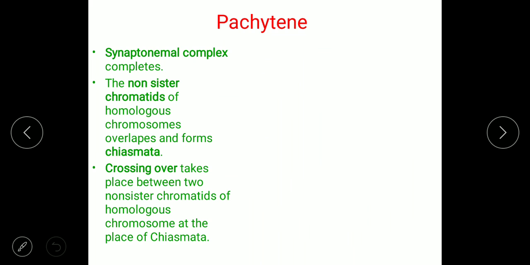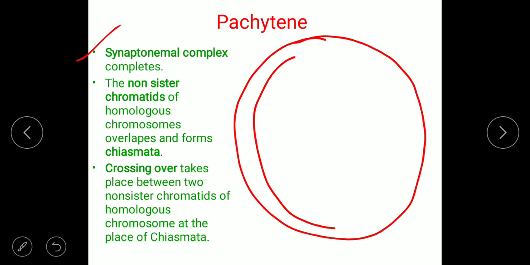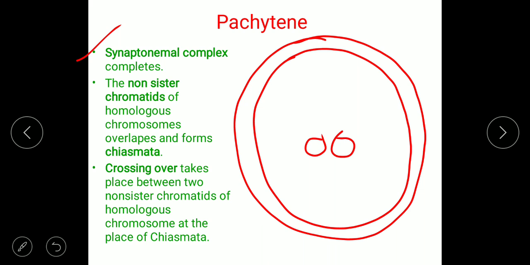Next, this is the pachytene stage, and at this stage the synaptonemal complex completes. That means the overlapping of the chromosomes completely takes place, and this phase is very important, because at this phase the crossing over between the non-sister chromatids of each homologous chromosome pair will take place.